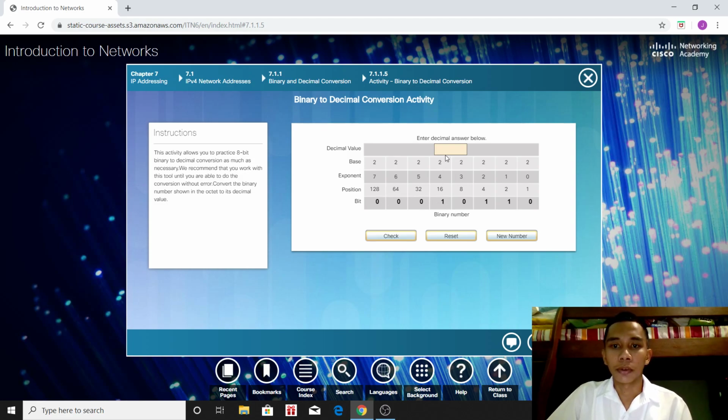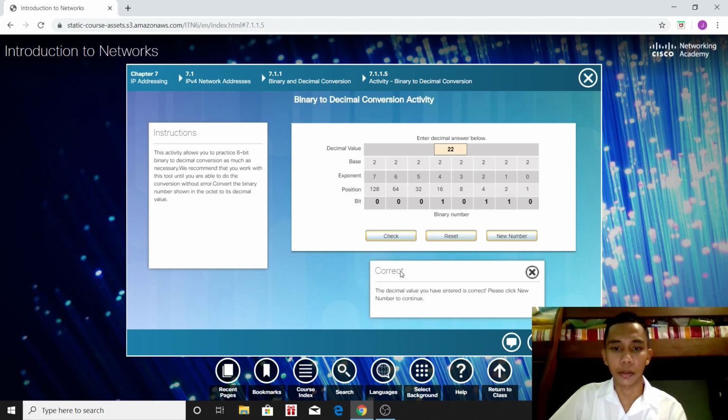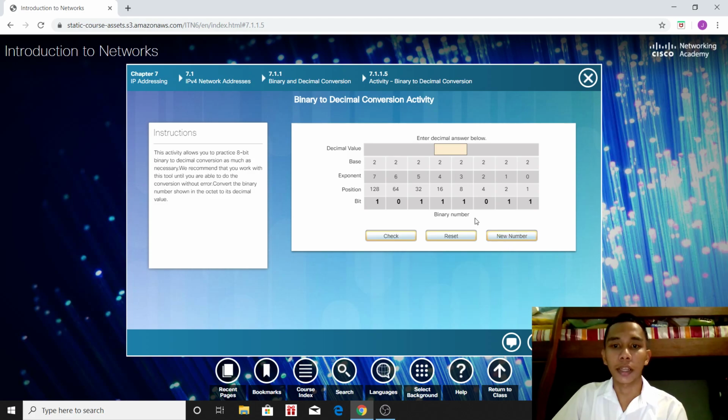So, let's try this one. The available values are 16, 4, and 2. So 16 plus 4 plus 2 is equal to 22. Let's check. Okay, correct. Let's try another one.